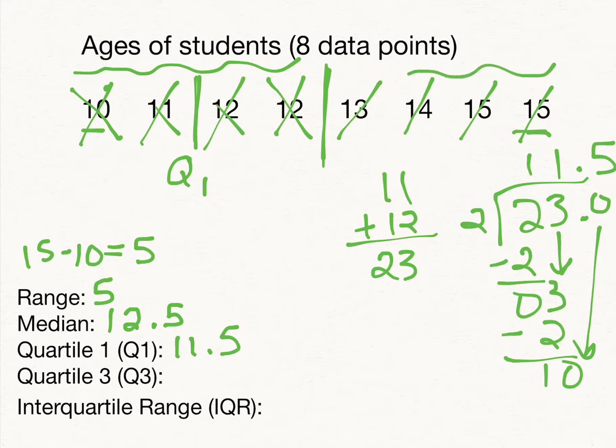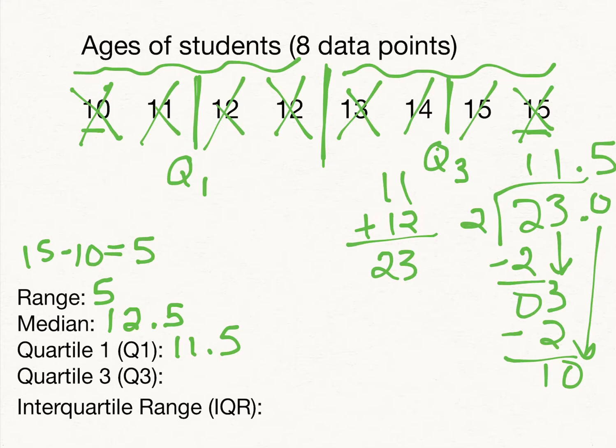Okay, now let's look for our third quartile. Now we're looking at our upper set of data here, but we're finding the median again. So we mark out the lowest, the highest, and then here, oh, there we go. Now here, it's between 14 and 15. This is our third quartile.